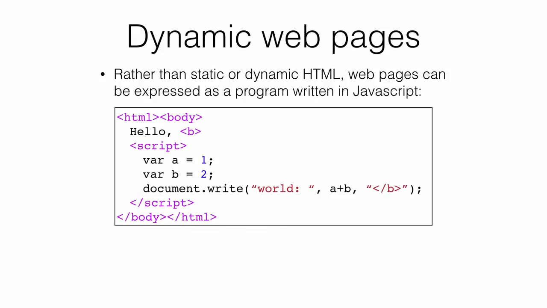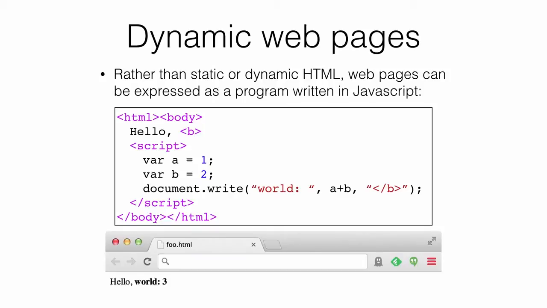So here's a little example of an HTML file that may be sent to the client. You can see it has the standard tags. It also has script tags that indicate the beginning and end of a JavaScript program. Here the program sets two local variables, A and B, and then invokes document.write to modify the contents of the page. The contents of the page will include world, the value 3, which is the sum A plus B, and then a closed boldface tag, which closes off the open boldface tag that was at the top. When this program is rendered by the browser, it looks like this on the page.